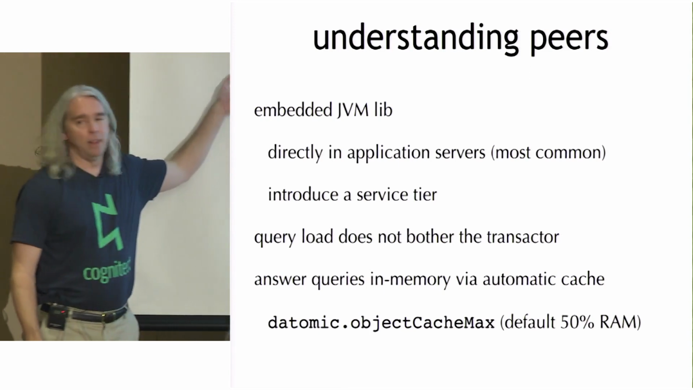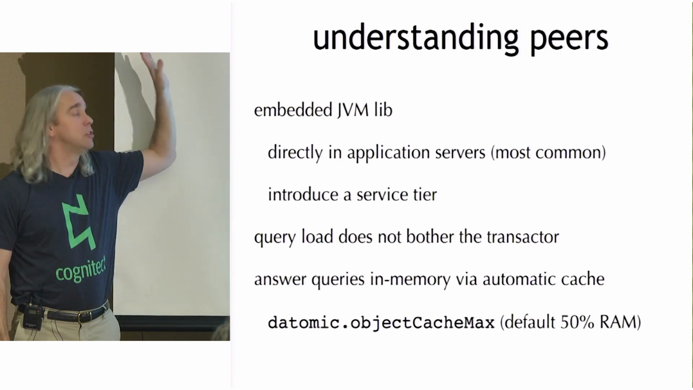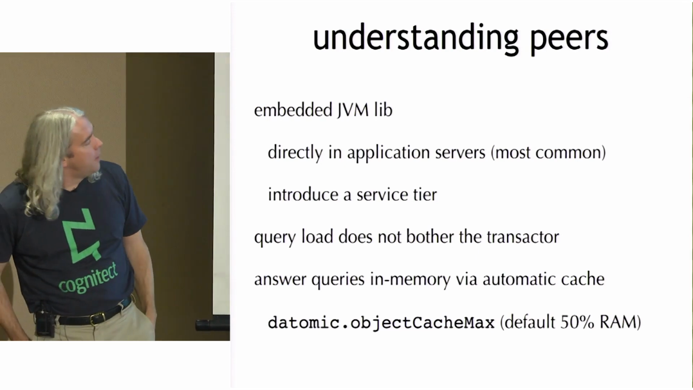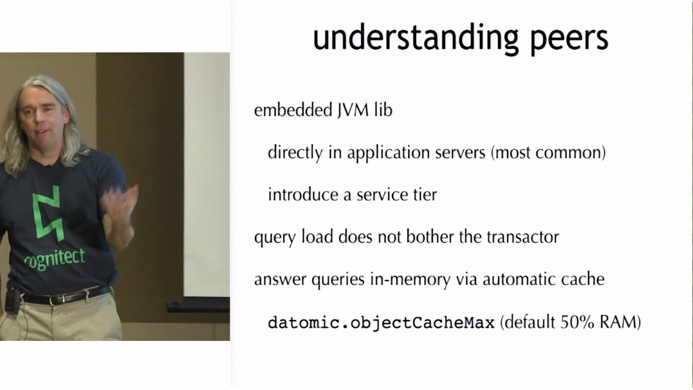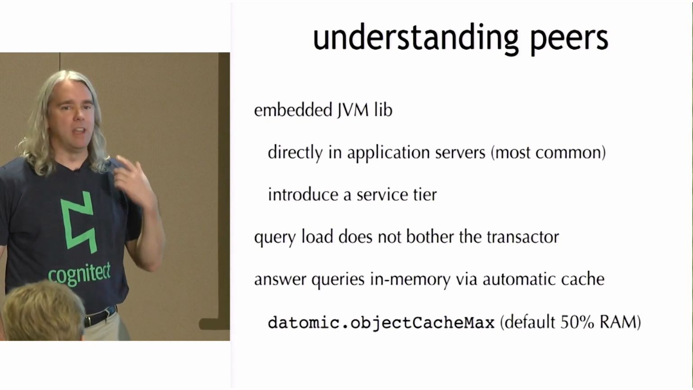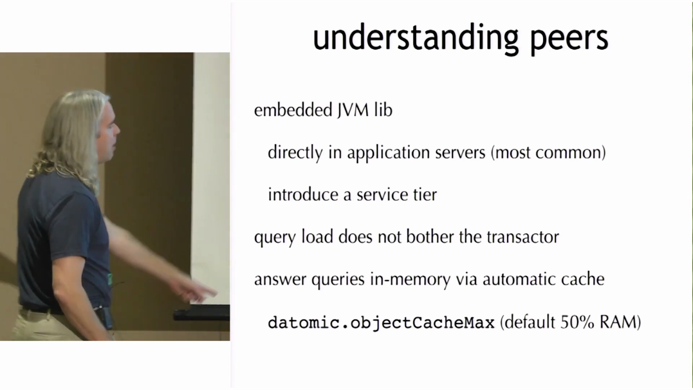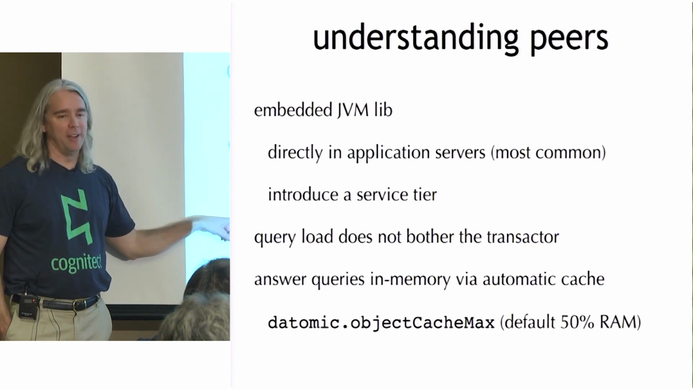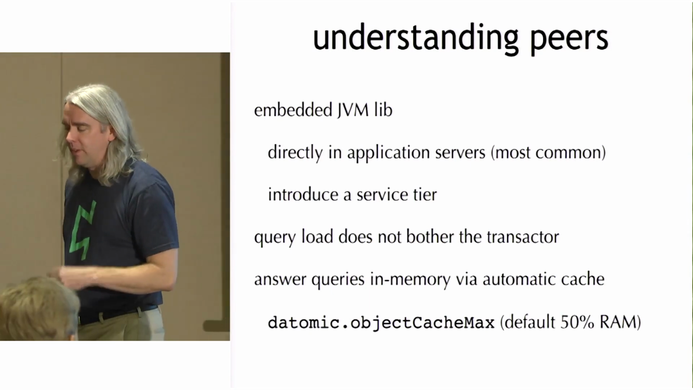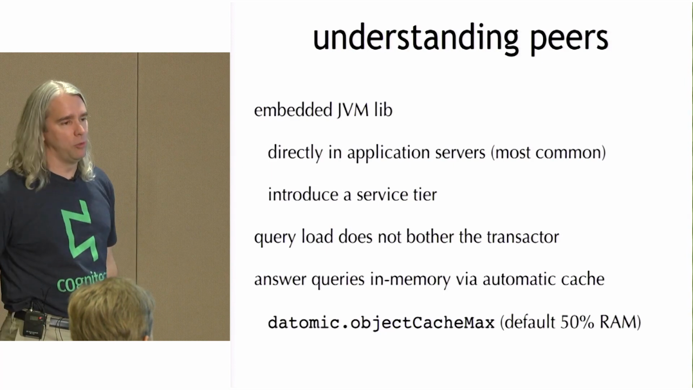Important things to know here. Query load never bothers write load. Because query load happens on your peers. It doesn't happen on the writing system. It doesn't even talk to the writing system. And it answers queries in memory via cache when it can. Datomic peers will, by default, grab half the RAM in your system for the cache, half the RAM that the JVM provides. If that number is not right for you, change this setting, datomic.objectCacheMax. If this setting is incompatibly high, it'll refuse to start, as some of you found out in the labs. If this setting is so high that Datomic plus ordinary use would end up using more than 100% of available RAM, it's just going to die on startup and say, don't do that.